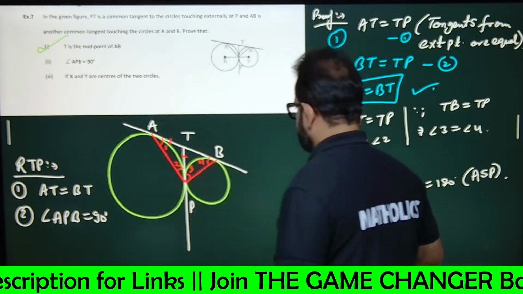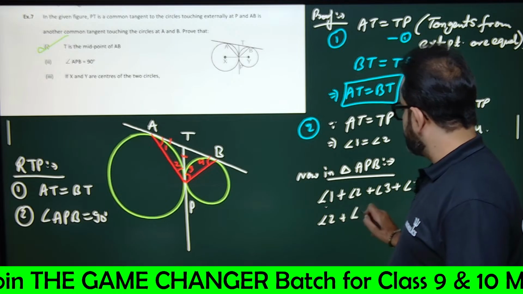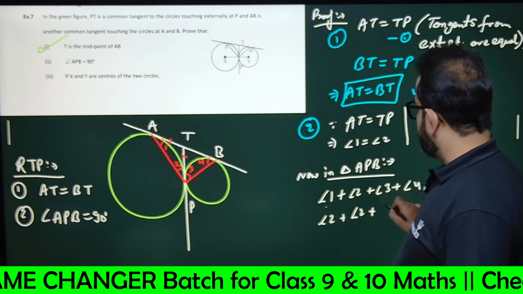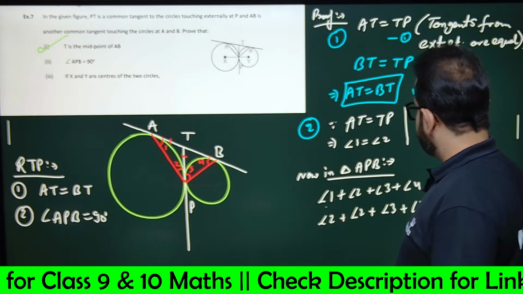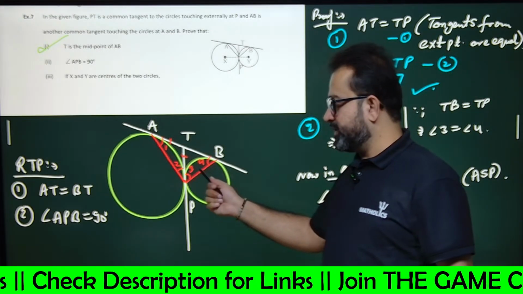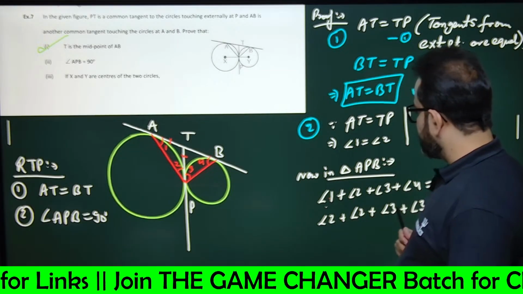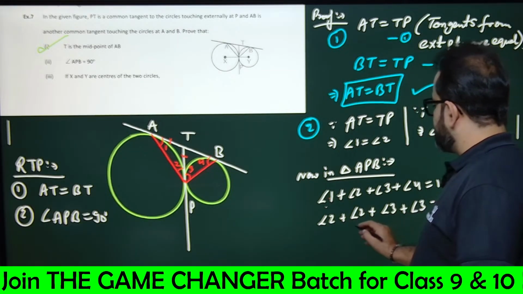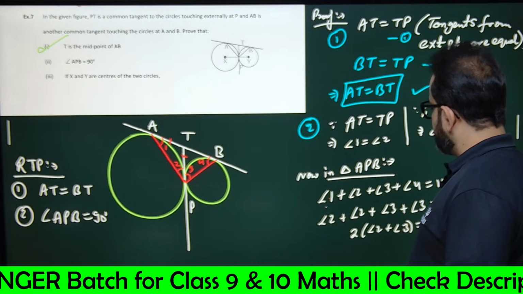So now angle 1 is equal to angle 2. So I'll write instead of angle 1, angle 2, plus angle 3 as it is, plus angle 4, which is also angle 3, equals 180 degrees. What I have done, I have changed 1 and 4 to 2 and 3, because angle 1 was angle 2 and angle 4 was angle 3. So twice angle 2 plus twice angle 3, so twice of angle 2 plus angle 3 equals 180 degrees.